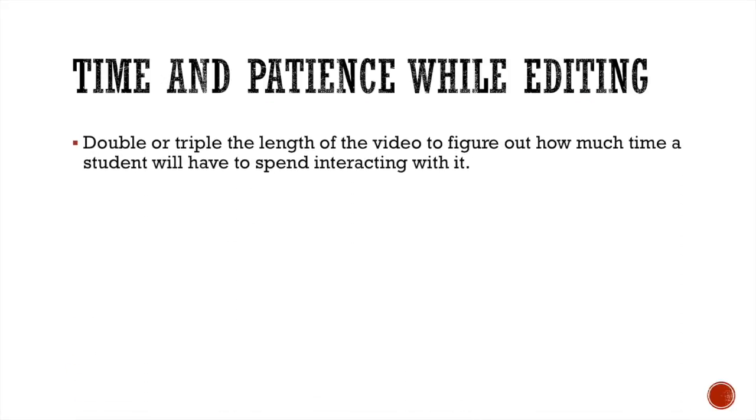To figure out how long your video should actually be, double or triple the length of the video to figure out how much time a student will have to spend interacting with it. Remember that your students are going to be pausing these videos to write information down. They're going to be rewinding and rewatching to get things that they missed. They might fast forward, but usually they don't, at least not the first time they watch it, and not the good students. So you want to double or triple the length of the video. If I have a video that's 10 minutes long, it might take a student 20 to 30 minutes to interact with that video.